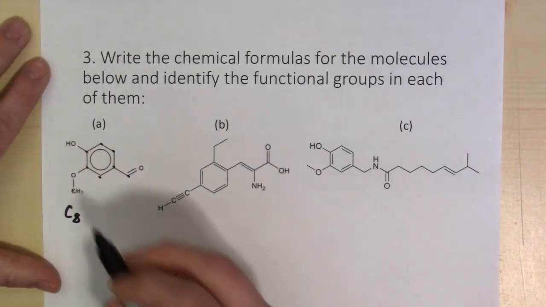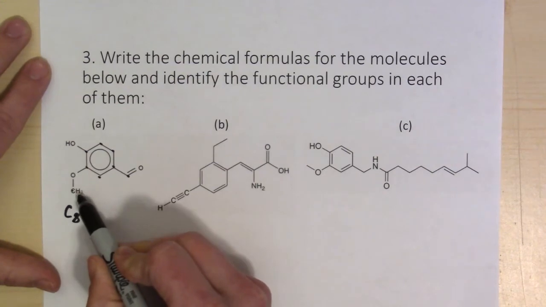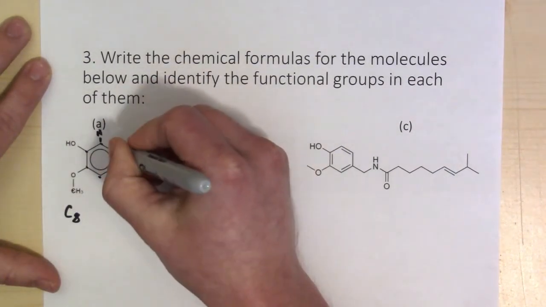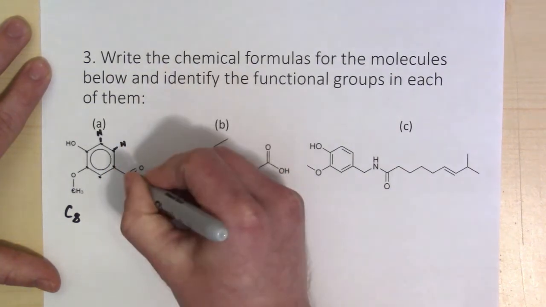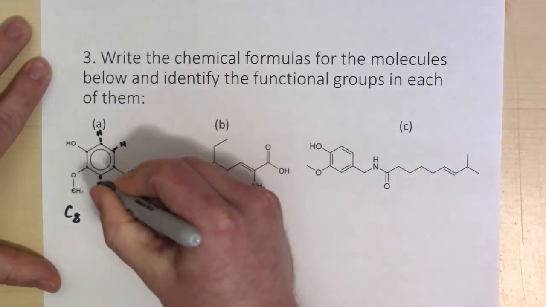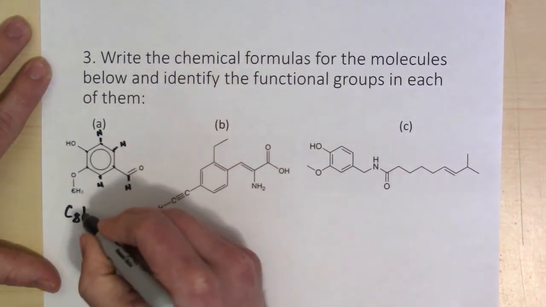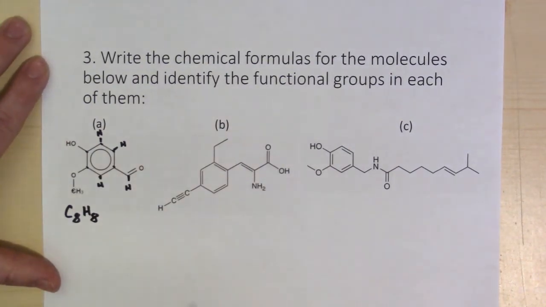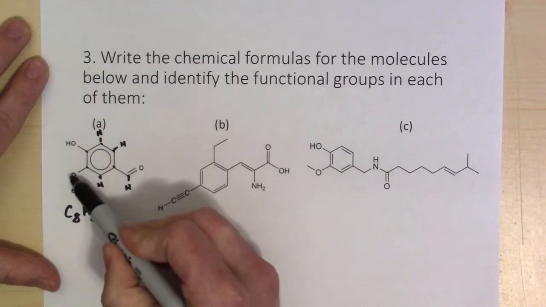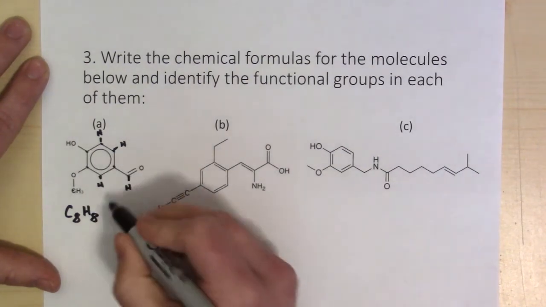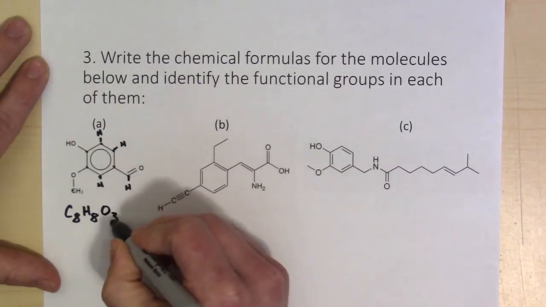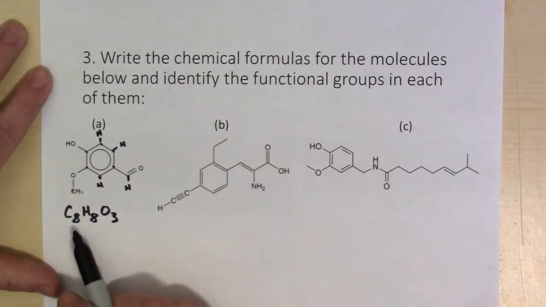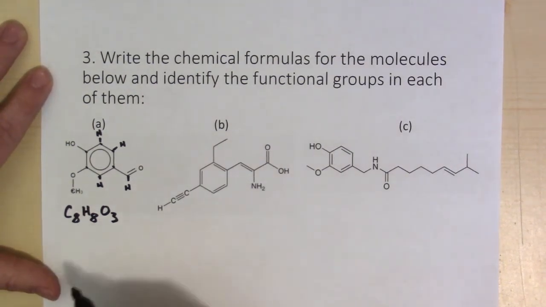Next we'll count up the hydrogen. So there's 1, 2, 3 hydrogens here, 4, 5, 6, 7, and 8. So 8 hydrogens in that first molecule, and then 1, 2, 3 oxygens, so O3. So the formula for this first one is going to be C8H8O3.